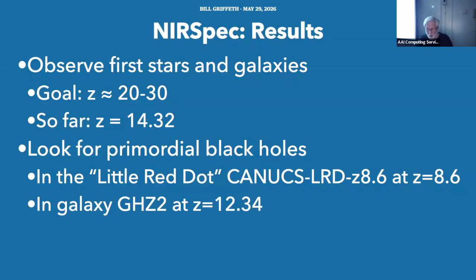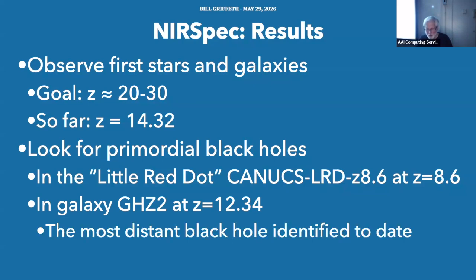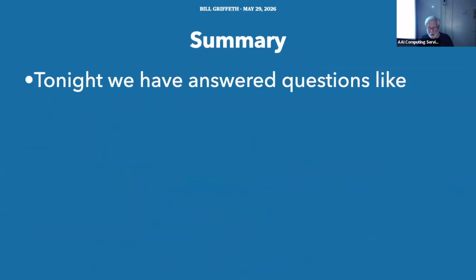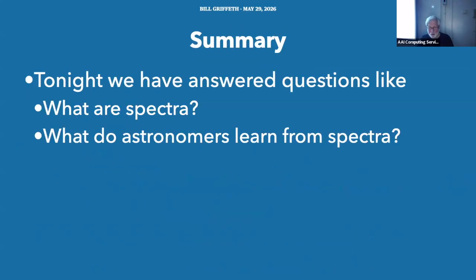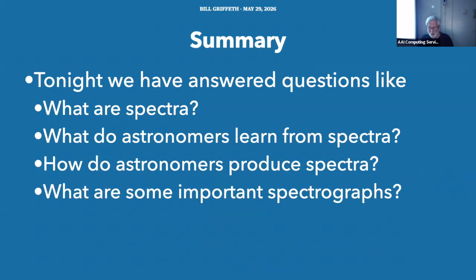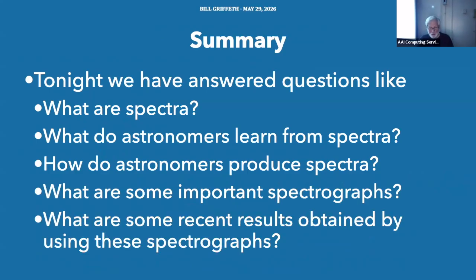So in galaxy GHZ2, redshift 12.34, NIRSpec found the most distant black hole ever located, and it was formed less than 400 million years after the Big Bang, and may also have formed rapidly. So in summary, we've answered questions like, what are spectra? What do astronomers learn from spectra? How do astronomers produce spectra? What are some important spectrographs? What are some recent results obtained by using these spectrographs?